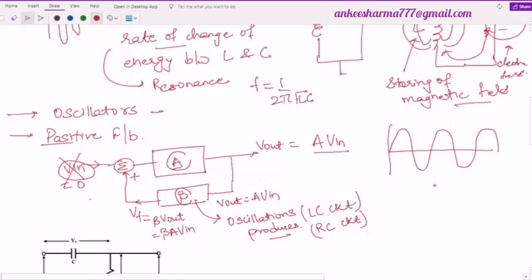So to make my oscillations undamped, whatever the output that is being fed over here must be equal to this value again. It means the gain must remain equal to 1, or I can say the A beta value must be equal to 1 in terms of the magnitude. So this is the one criterion for oscillations to be undamped. These oscillations are undamped oscillations.